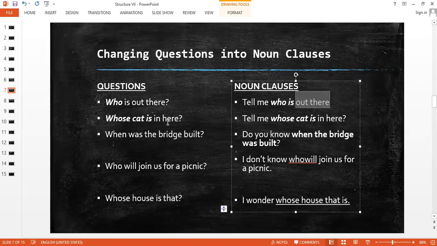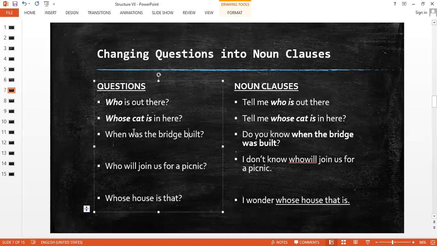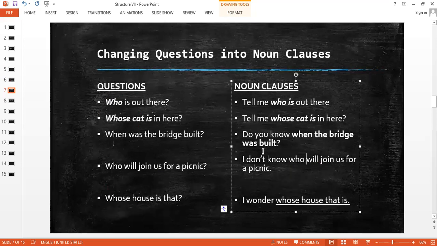Whose cat is in here? Tell me whose cat is in here. And "When was the bridge built?" Okay, this is the question, the main question. So the main clause here: do you know when the bridge was built?